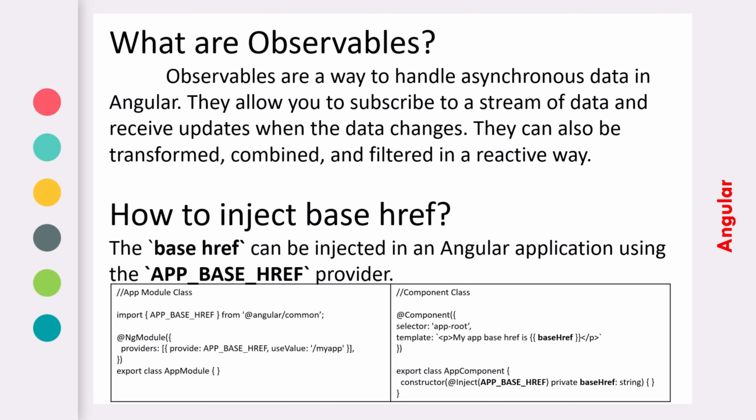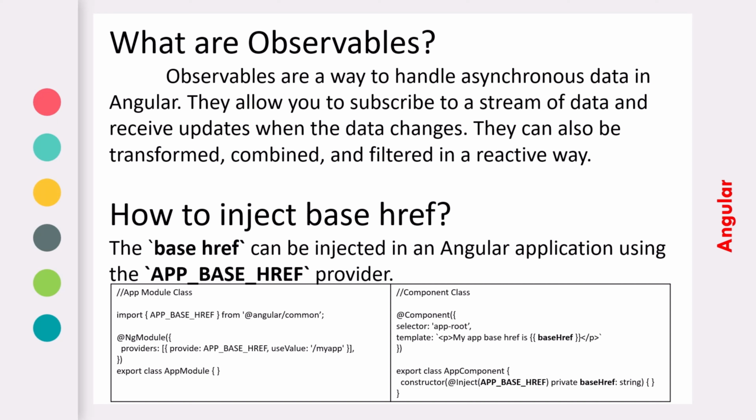How to inject base href? The base href can be injected in an Angular application using APP_BASE_HREF provider. So I've given an example of how we inject. First we import APP_BASE_HREF from the @angular/common module, and then we provide the APP_BASE_HREF using the providers property of the @NgModule decorator in your root module.